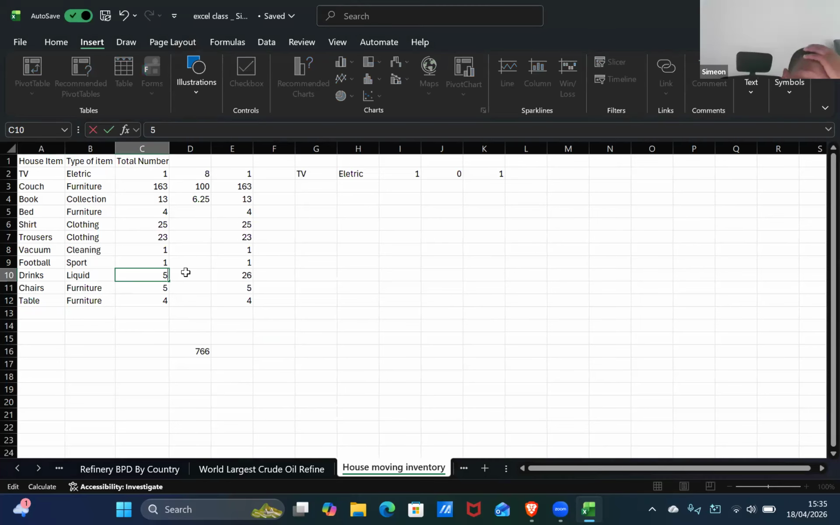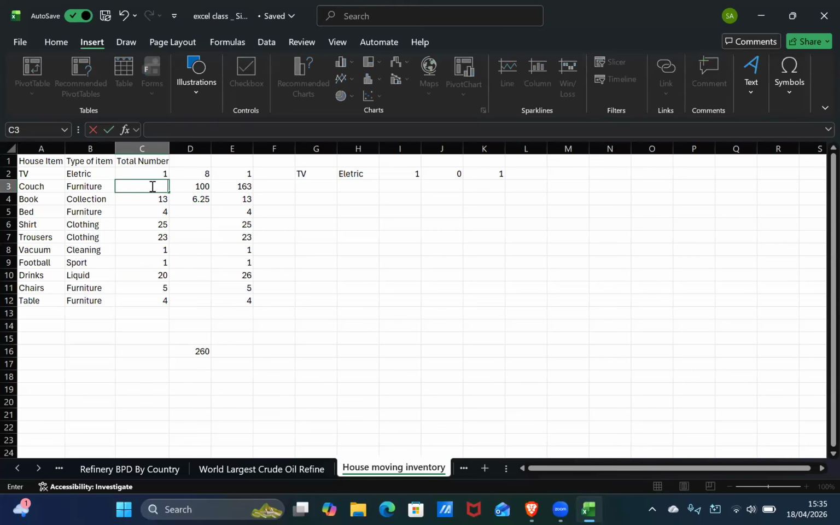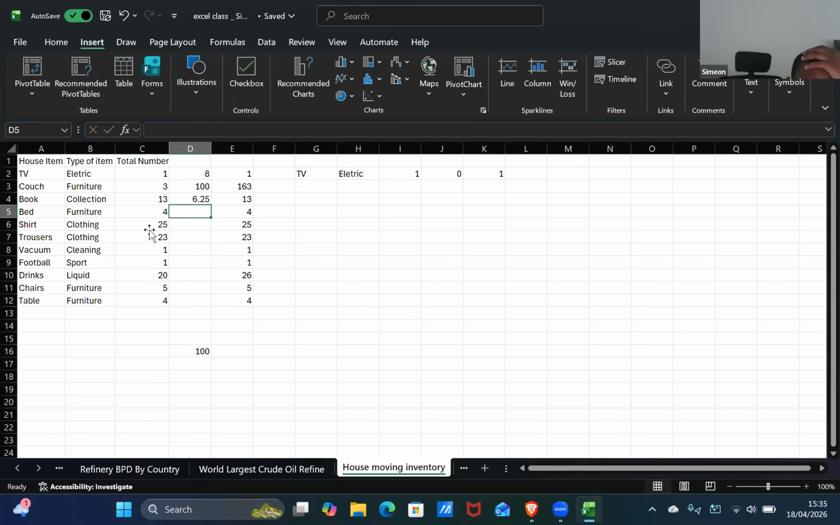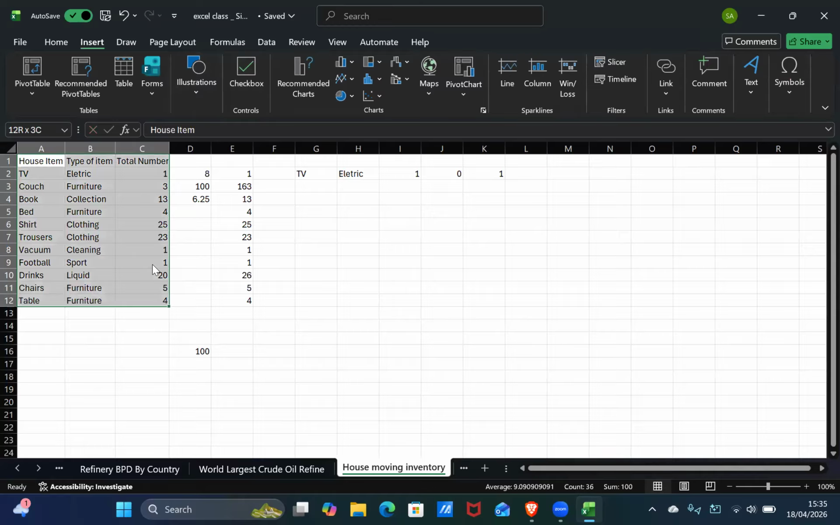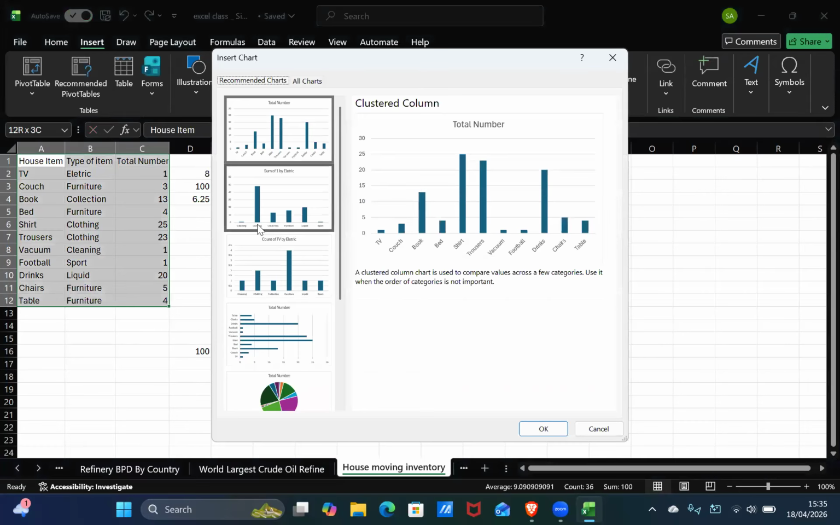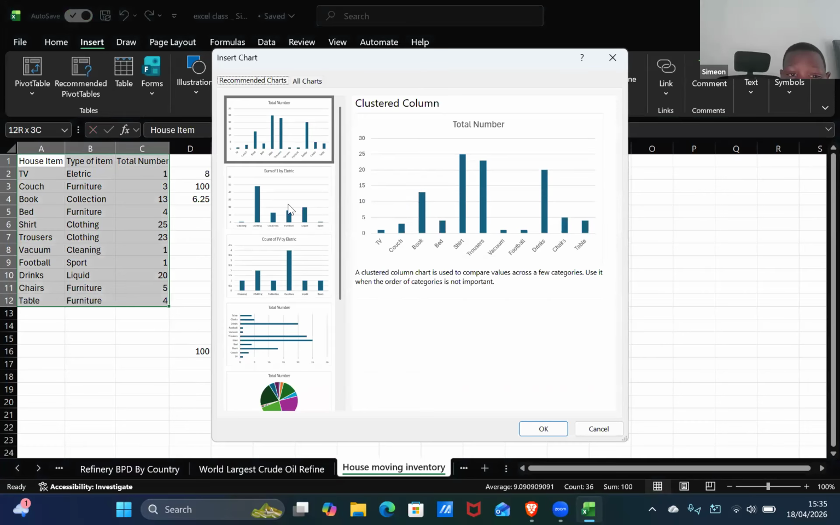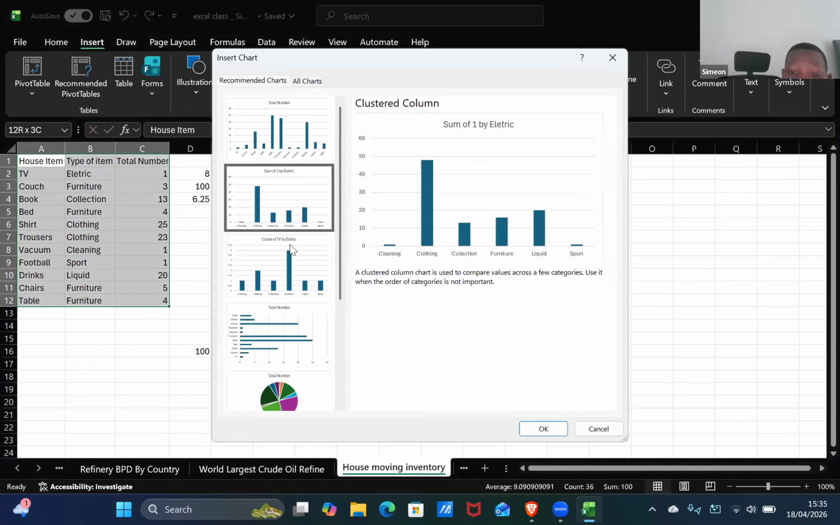I think we should make it more realistic. Maybe we should make it what? More realistic. So it's not possible to have 163 couches. Yeah. In your house. No.